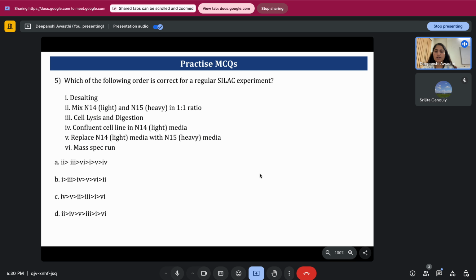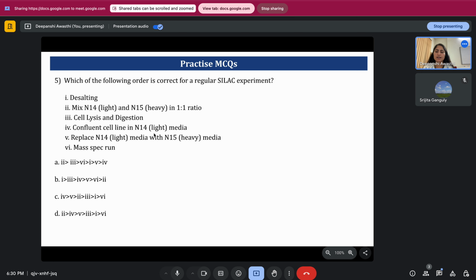Yeah, so now let's look at the next question. Which of the following orders is correct for a regular SILAC experiment? So these are different steps. First is desalting, then mix N14 light and N15 heavy in 1:1 ratio. Option 3, cell lysis and digestion.